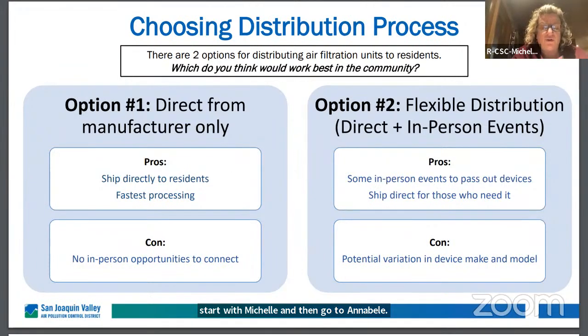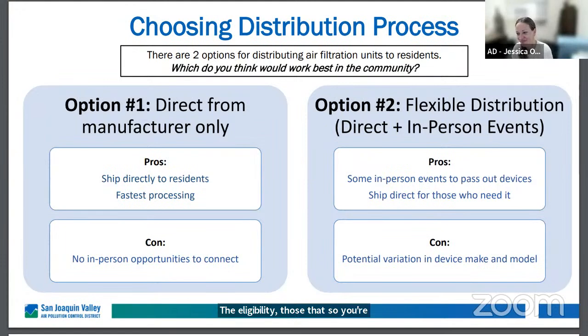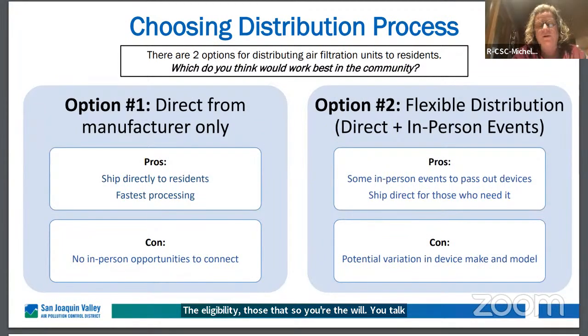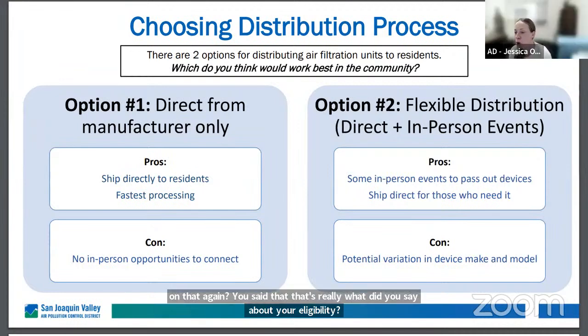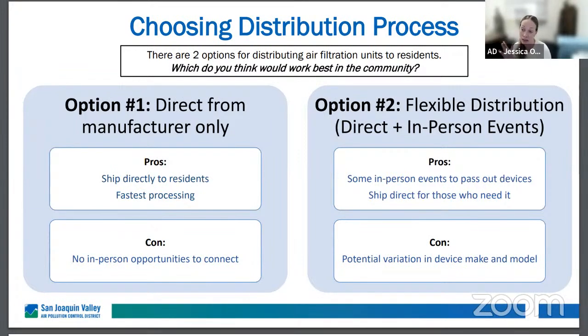Yes, so the project plan components, the eligibility. Will you talk on that again? You said that's really... what did you say about your eligibility? We said it's proposed. Basically, we as a committee can decide if that's an eligibility or just a priority. The direction we're going is anyone who's in the boundary is eligible. What we're going to do is prioritize outreach to the folks that tend to need it the most.